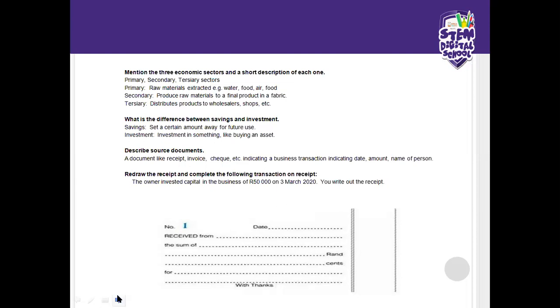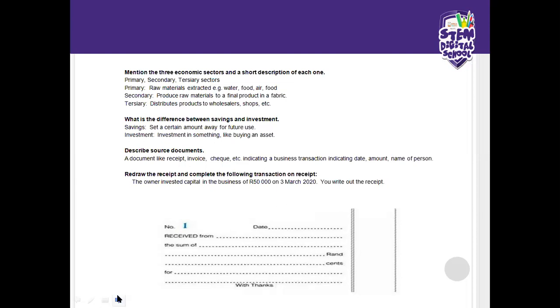All right, so I'm going to repeat that one. If you have written the date in, 1 mark. Received from the owner, another mark. The sum of, in words, you write out 50,000 rand, another mark. Then you need to write the amount 50,000 in figures next to it, another mark. For what is it? For capital, another mark. And then you need to sign the receipt, and there's your 6 marks. Right?